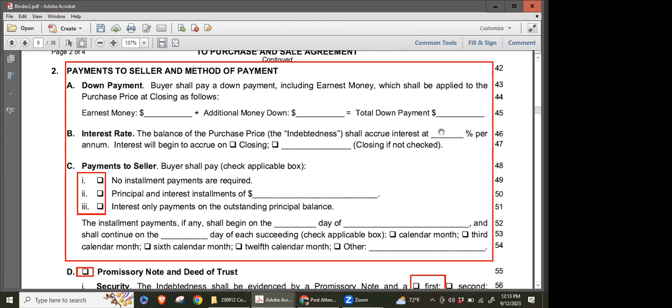You want to make sure that you figure out what the interest rate is, and it typically starts occurring on closing. And then you want to choose one of these 3. Is it going to be principal and interest? Is it going to be interest payments, like yearly or whatever? You'll have to specify what that is, but you need to choose one of these. And then the day that the payments start.